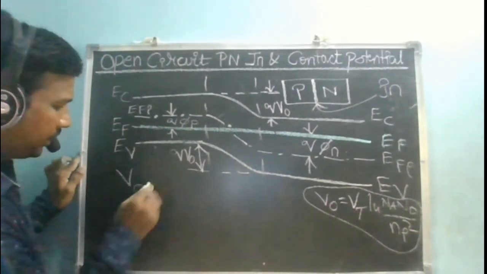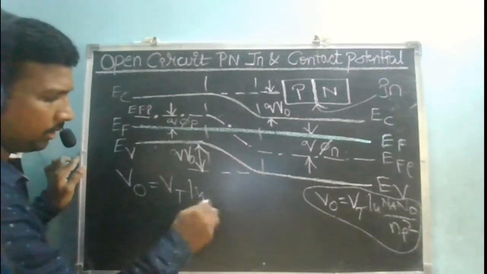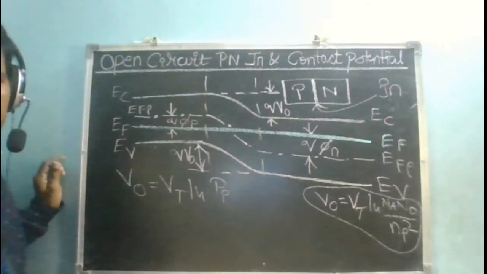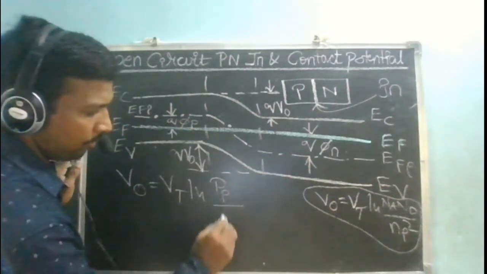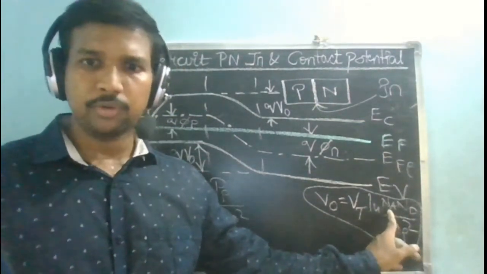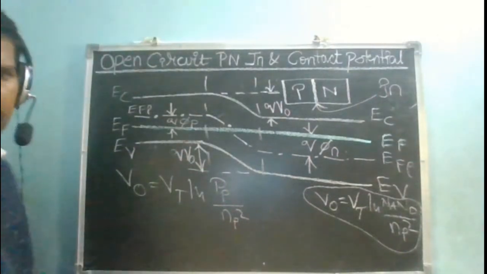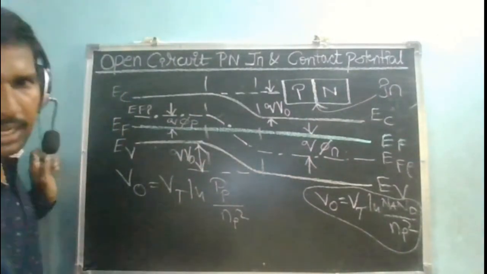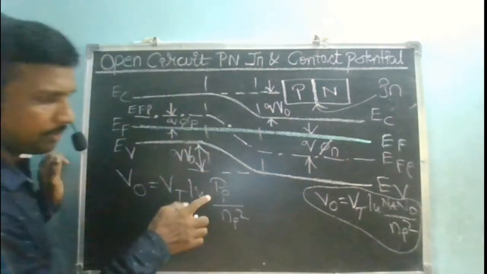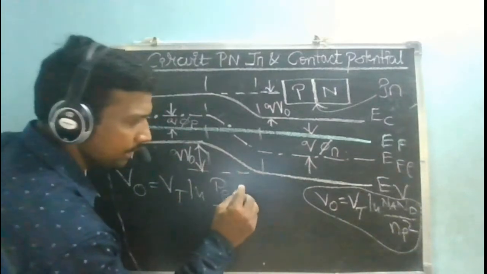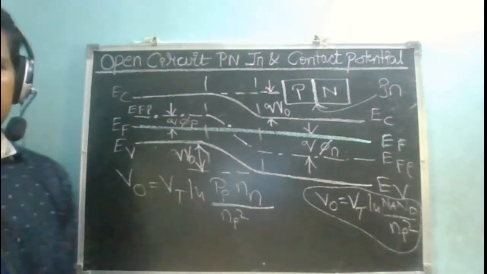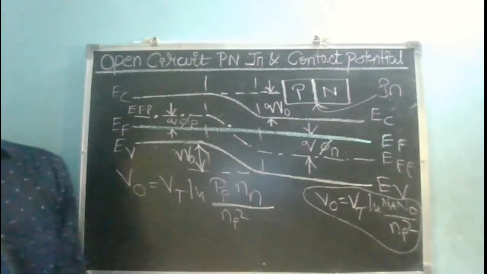So I am writing V naught is equal to Vt ln, and instead of Na I'll write Pp. What is the meaning of Pp? Holes in the p-type semiconductor. Is it not that Na is responsible for maintaining the holes in the p-type semiconductor? As many Na as I add, that many holes are there. So I have replaced Na with Pp, by Ni square into Nd. What is that Nd? Nd is nothing but Nn.